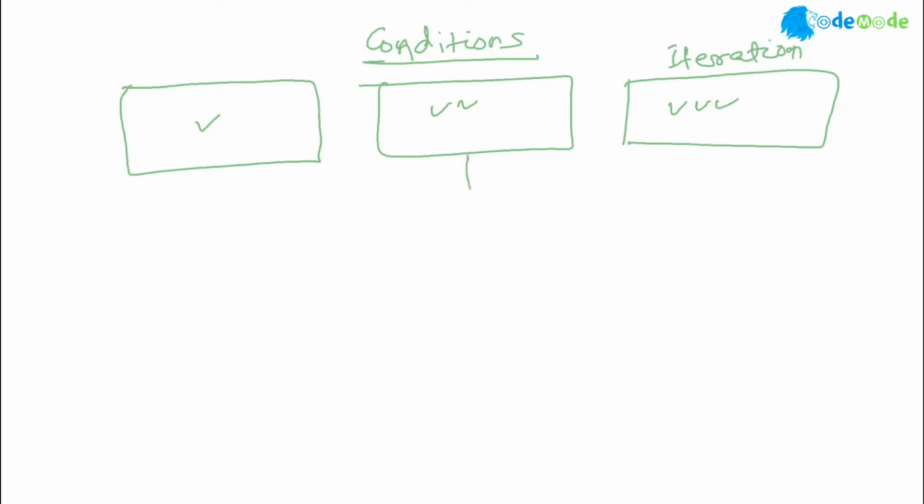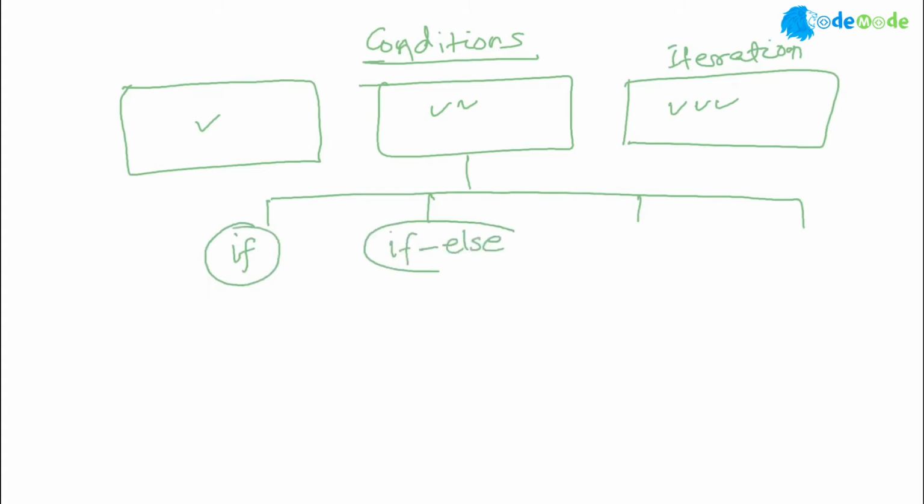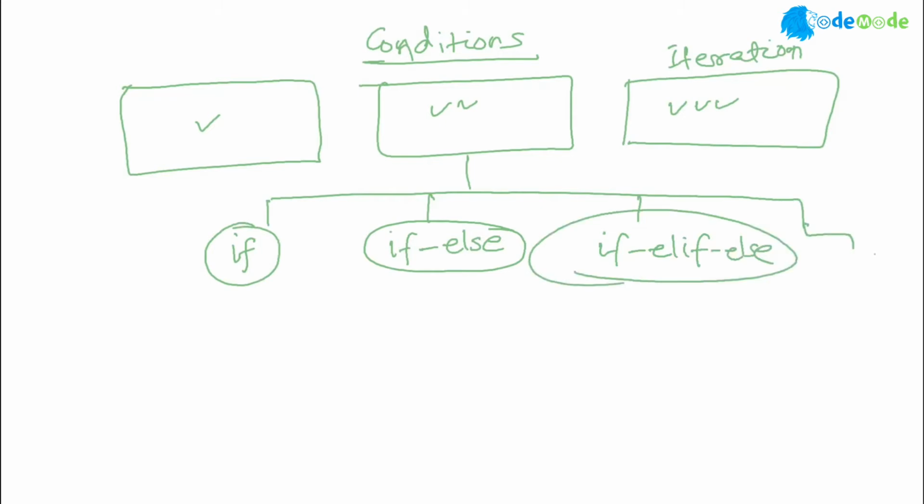Within the conditions, there are 4 types of conditions. And we covered last time 2. First one is the happy path, which is if. Then we also covered if and then the negative scenario called if else. Today we will cover what we call if, elif, and else. Okay, and then we will go into what we call multiple conditions.